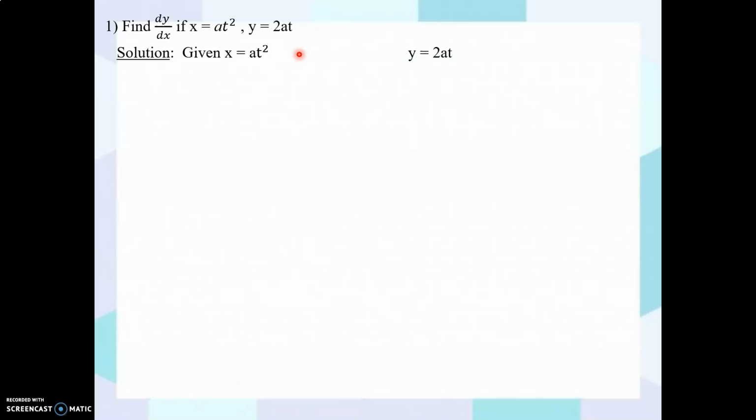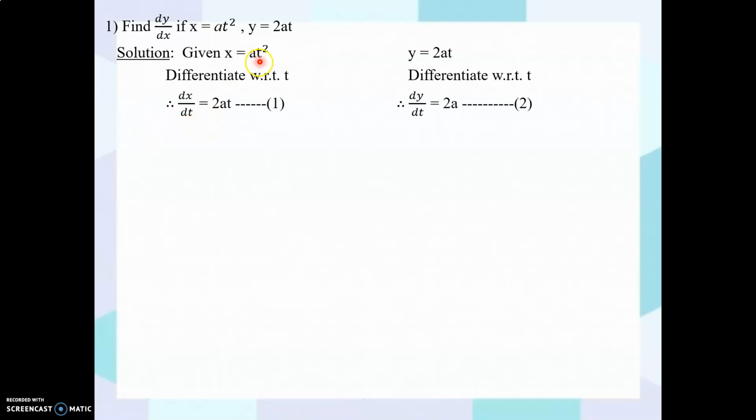So x is equal to at square and y is equal to 2at is given. Differentiate with respect to t. Dx upon dt is equal to, here a is a constant, so t square derivative is 2t, so 2at is the derivative dx upon dt. Similarly, y is equal to 2at is given, dy upon dt is equal to 2a.